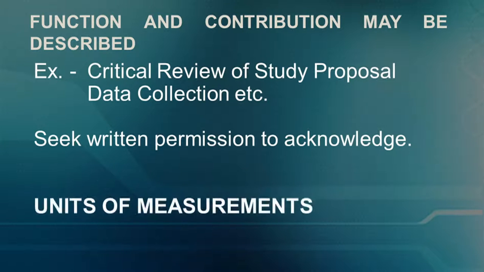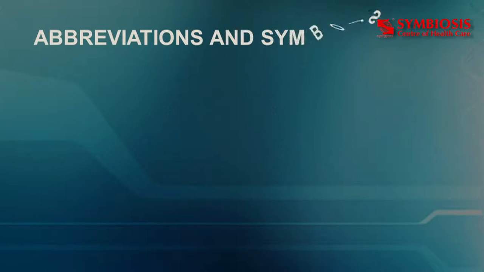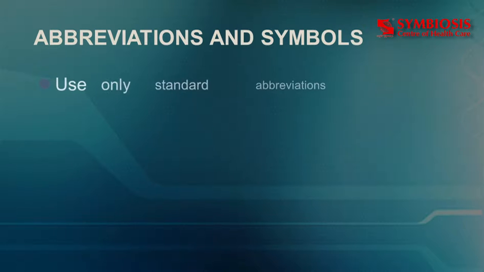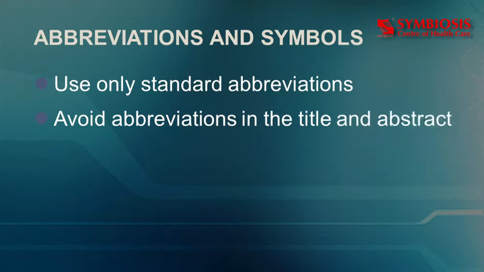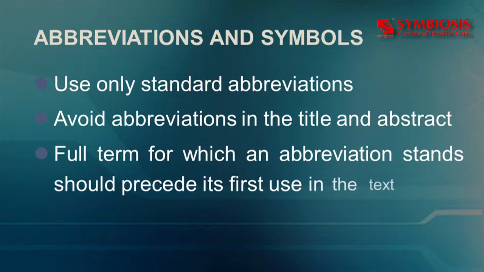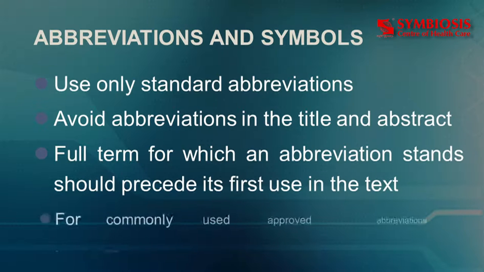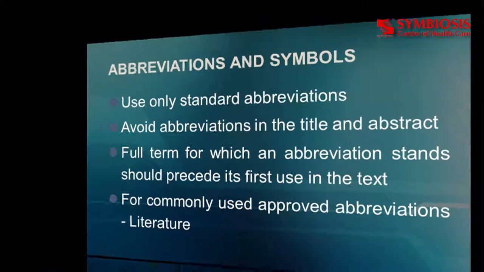For units of measurement, because various measurement scales are used, follow journal guidelines. For abbreviations and symbols, also use only standard abbreviations. Avoid abbreviations in the title and abstract. The full term should precede the abbreviation at its first use in the text. Use the most commonly approved abbreviations which are reported in the literature. So, these are some careful activities that one has to ensure.